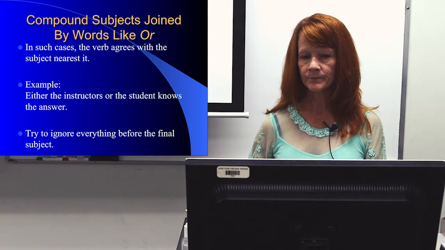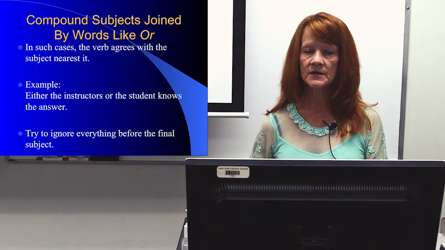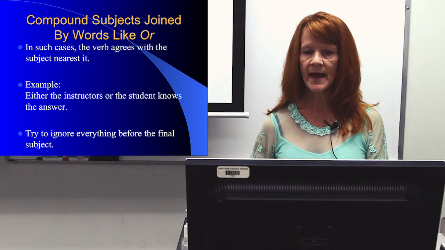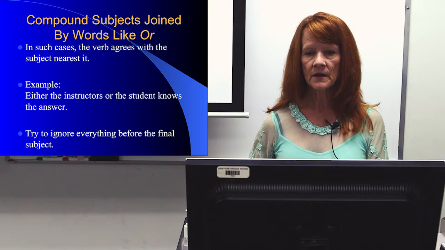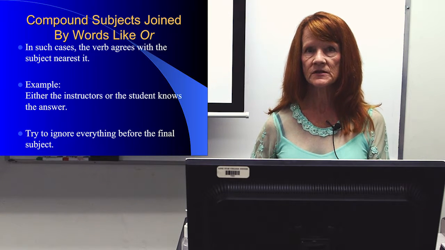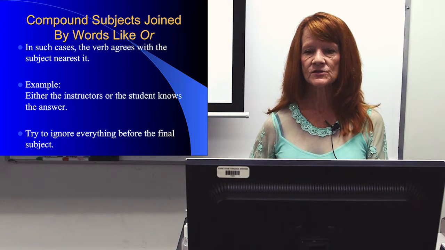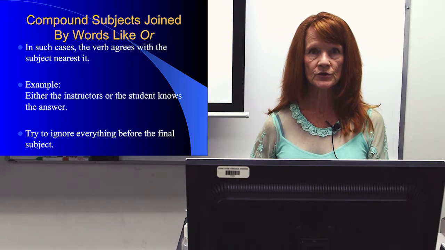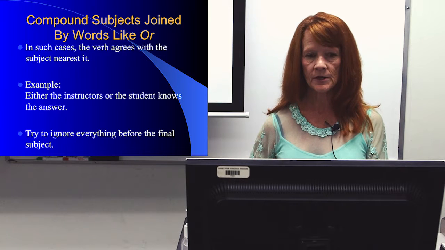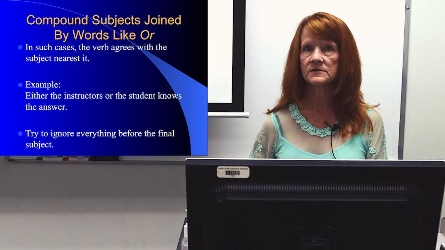For example, either the instructors or the student knows the answer. Because we have the word or between the two pieces of the subject, the last subject mentioned in the sentence, in this case the word student, is singular, and that's what identifies whether the verb will be singular or plural. So student, singular, goes with a singular verb, knows. Try to ignore everything before the final subject.